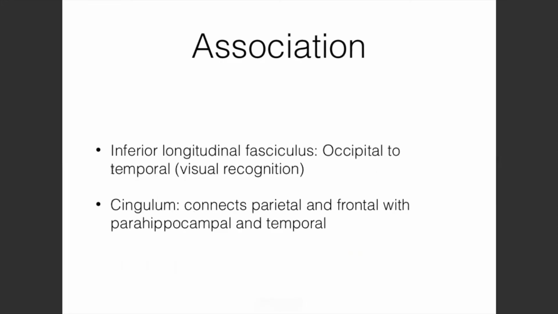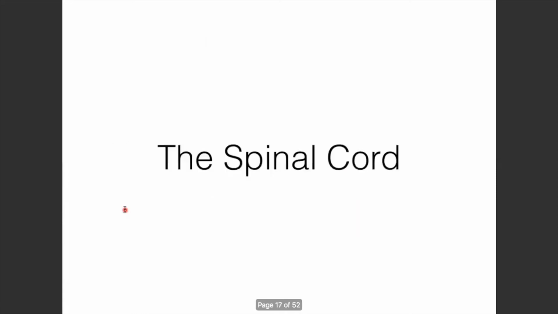ثاني عندنا other fasciculi اللي هم other association fibers اللي هم inferior longitudinal fasciculus، وعندنا الcingulum. Inferior longitudinal fasciculus is from occipital to temporal, and it has a role in visual recognition. Cingulum connects parietal and frontal with parahippocampal and temporal. It's just important that you're going to hear about it in the future, so just be familiar with it.